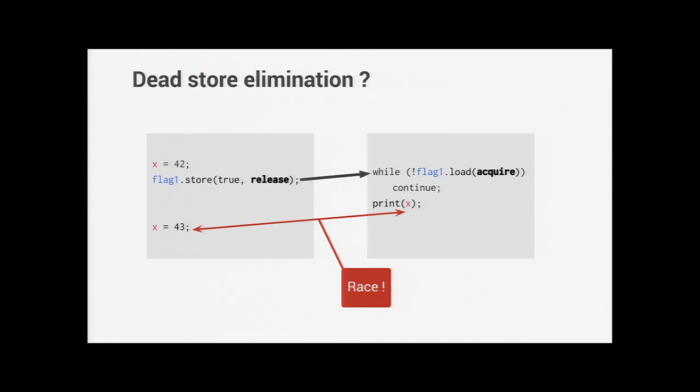So the general rule for all kinds of elimination, so here the example is dead store elimination, but it also applies to lots of other things, is that you must be careful when you have a release followed by an acquire, because this is the pattern that lets you hand off control to another thread and then take it back safely. And so anything can happen whenever you see a release followed by an acquire, because arbitrary code can be running.